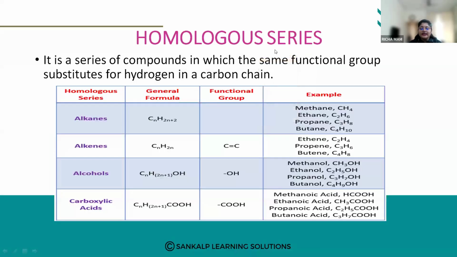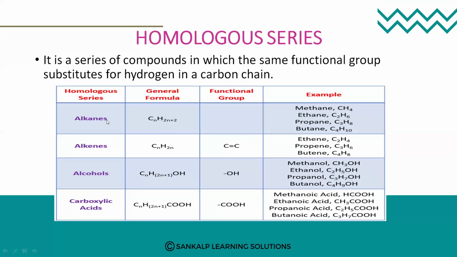Next is homologous series. Now, what do you mean by homologous series? It is a series of compounds in which the same functional group substitutes for hydrogen in the carbon chain. So you can see the homologous series.